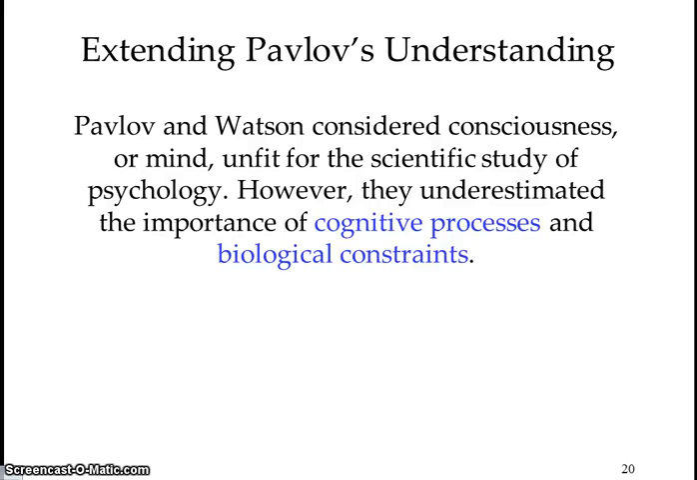But Pavlov and Watson consider the consciousness, our mind, unfit for scientific study. The reason is that behaviorists, remember, like to measure and count things; they like observable behavior. Consciousness is more about somebody telling you, and you have to go off somebody's opinion. There's nothing really so measurable about it. So because they're really behaviorists, they like the scientific study of psychology. They only want to associate themselves with things that are measurable, that are countable. So they underestimated the importance of cognitive processes and biological constraints.